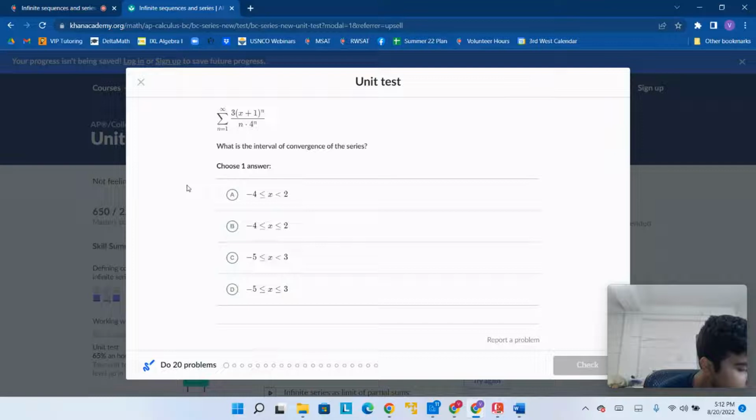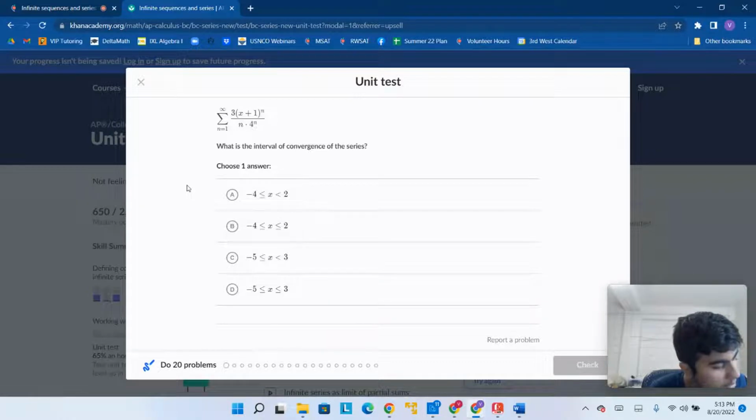Now, if we go the other way, x plus 1 equals negative 4, which means x is negative 5, that would give you negative 4 over 4 to the n, or negative 1 to the n, which is the alternating harmonic series, which does converge. All right, so essentially we have negative 5 works.